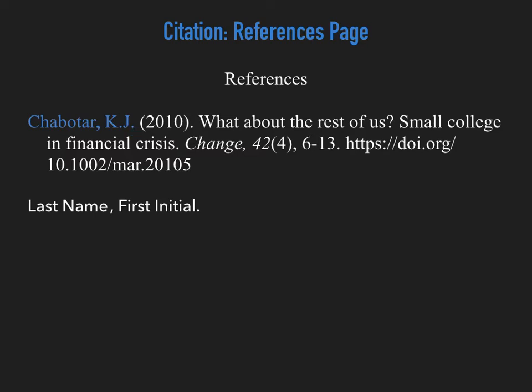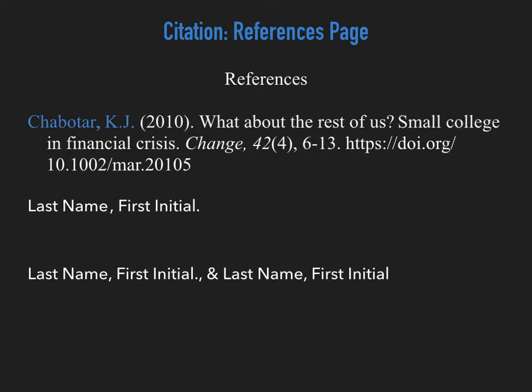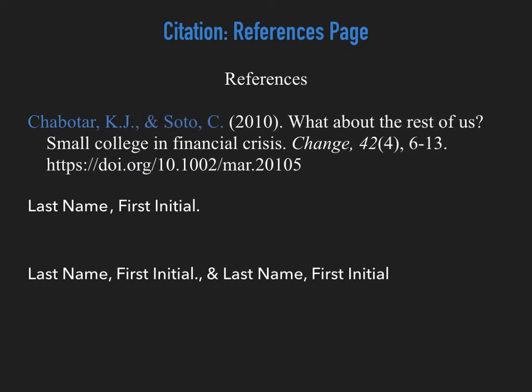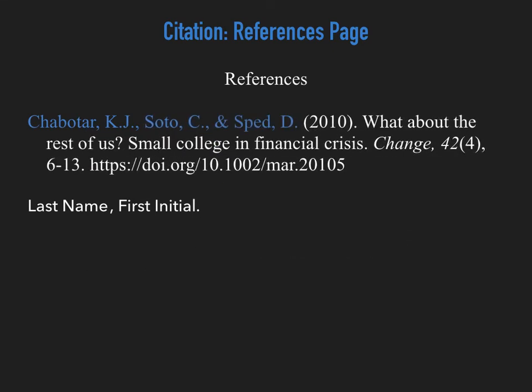If you have two authors, you will use the same format and merely include the ampersand sign between the authors. Here we have an example of an article with two authors. If you have 3 to 20 authors, you will follow this pattern, but only include an ampersand before the last author's name. Here is an example of an article with 3 authors. If an article you are citing has more than 20 authors, you would provide the first 20 authors, then provide an ellipsis, and then list the last author.